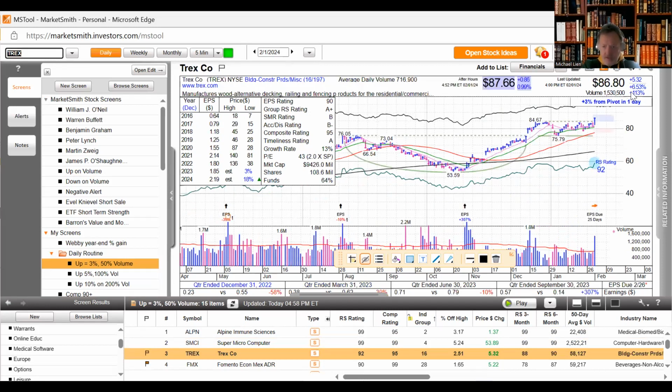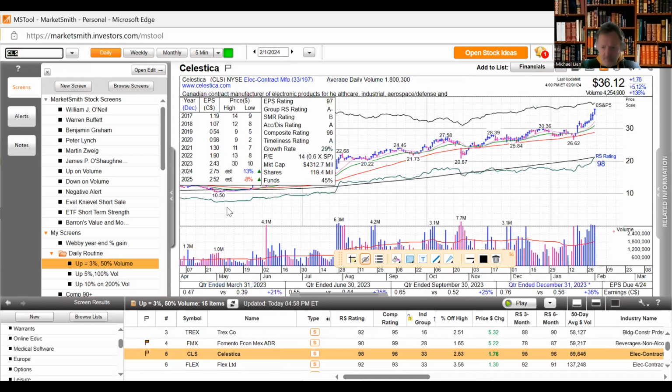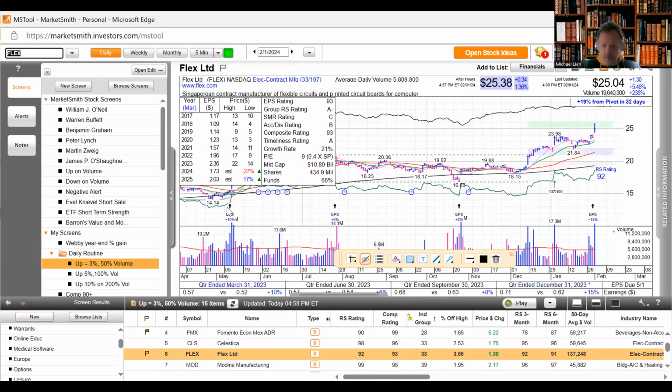Trex, bouncing out of a consolidation, breaking out, up 6.53%. Their earnings are not for another 25 days, but it bounces. Relative strength is at a new high. This is a positive. You can kind of see that, it bounces into a new high. Pretty huge volume. That's all the things that you want to see. Fomento Economico Mexicano ADR continues to move up, 3.85%. Celestica continues to lead. Flex Limited, bounce.